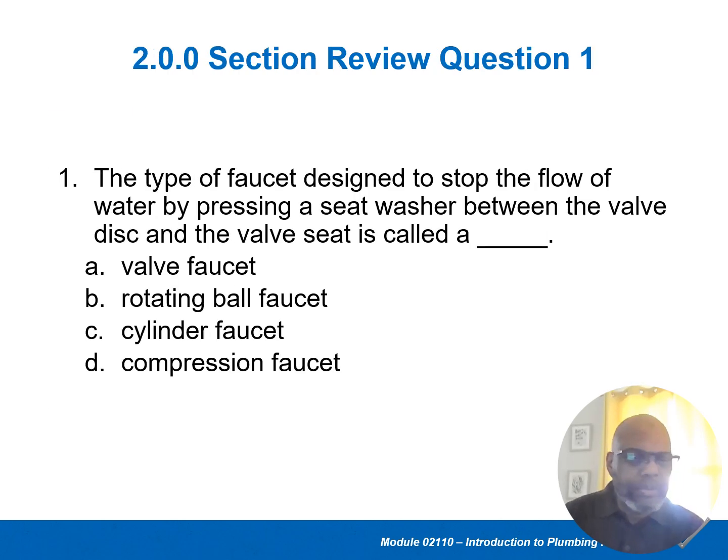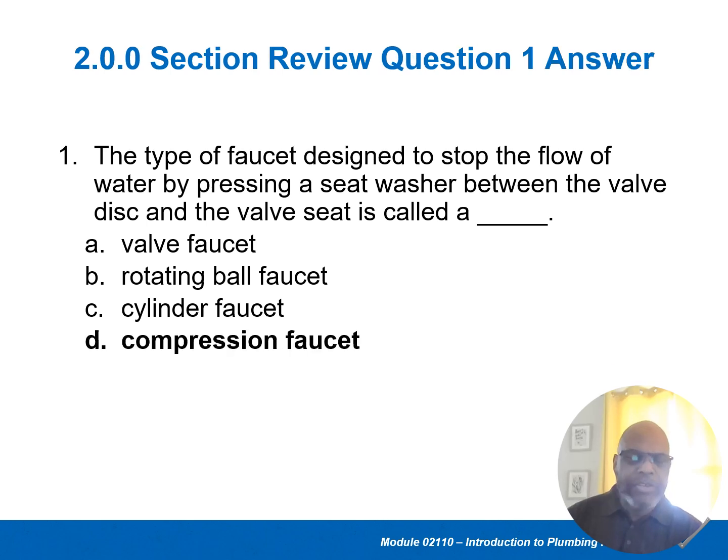All right, you've got a few questions. The type of faucet designed to stop the flow of water by pressing a seat washer between the valve disc and the valve seat is called a blank. Is it a valve faucet, rotating ball faucet, cylinder faucet, or compression faucet? That would be the compression faucet. So the compression faucet uses the seat and the washer under pressure by turning the knob to stop water from flowing.